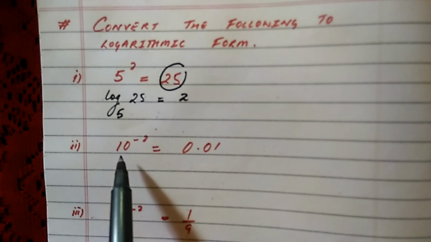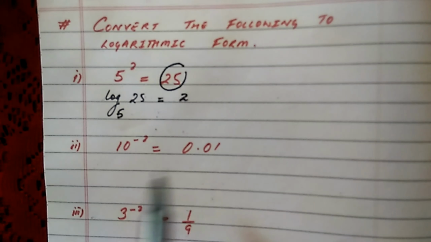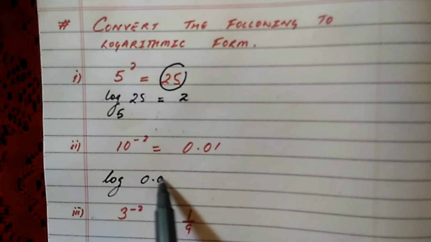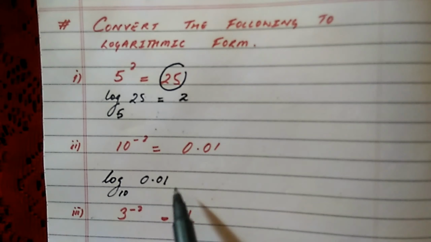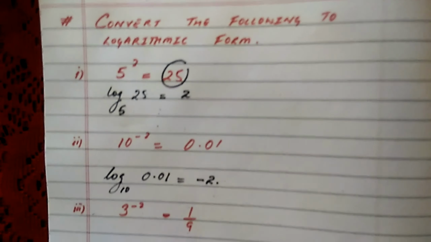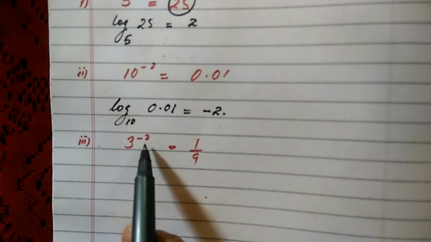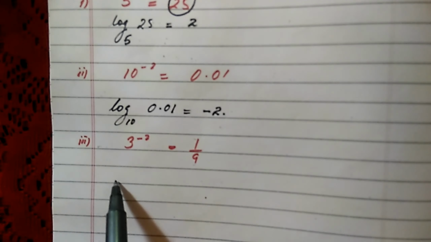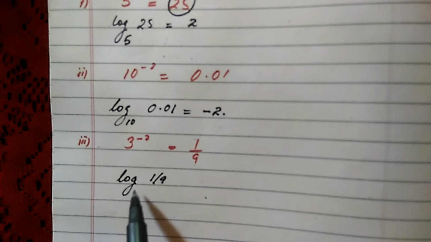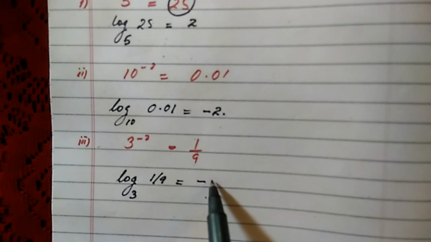Let's take another one. 10 to the power minus 2 is equal to 0.01. Then we first write log of 0.01. 10 comes down as the base and that becomes equal to minus 2. Let's take the third one. 3 to the power minus 2 is equal to 1 by 9. So we write log of 1 upon 9 with base 3 is equal to minus 2.